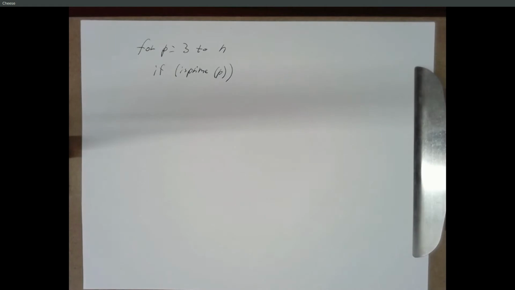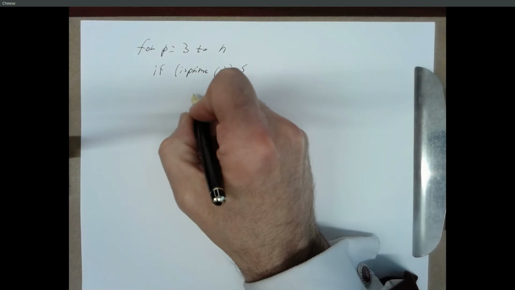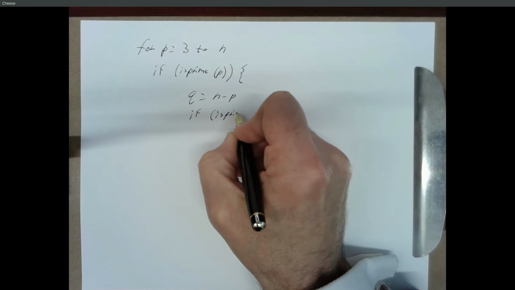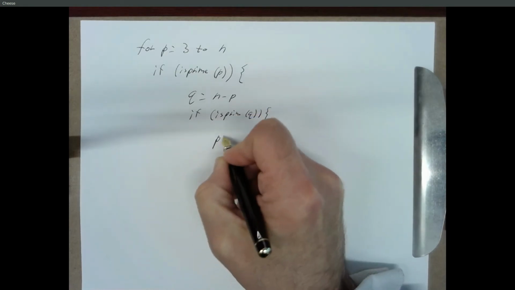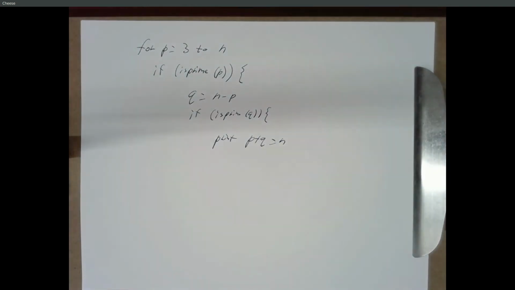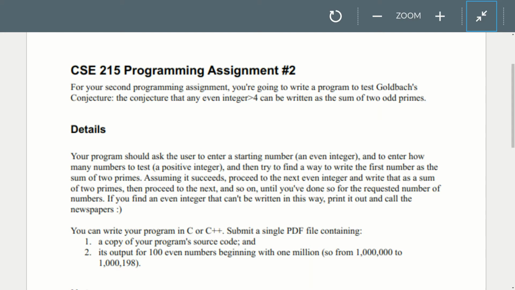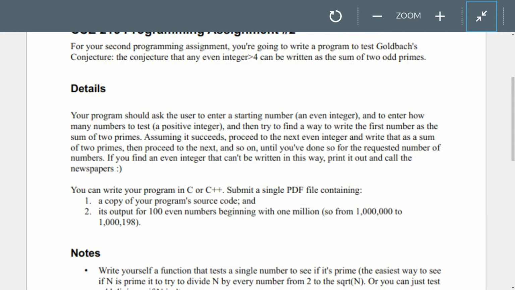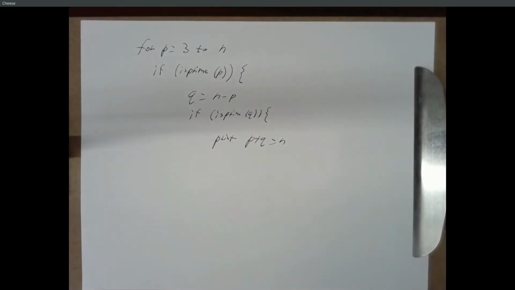Make yourself an is_prime function. It takes an integer and tells you if it's prime or not. So if p is prime, q equals n minus p. If q is prime, then you found a way to express n as a sum of two primes. So print out p plus q equals whatever n is, and generate that output. If you're testing 1,000,000, you want to print out blah plus blah equals 1,000,000.